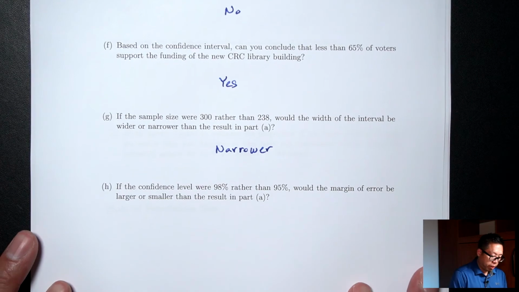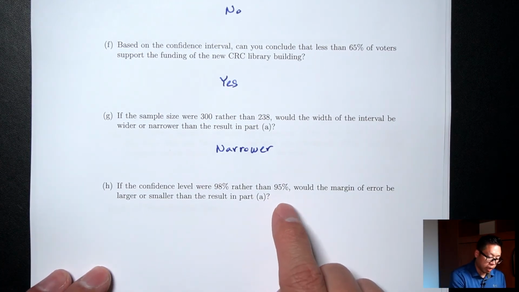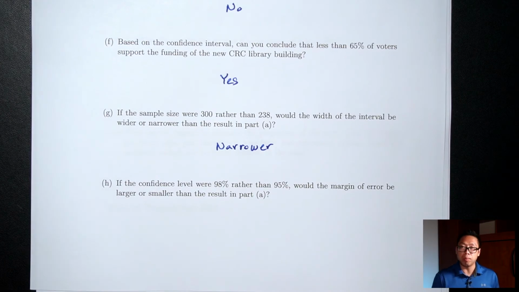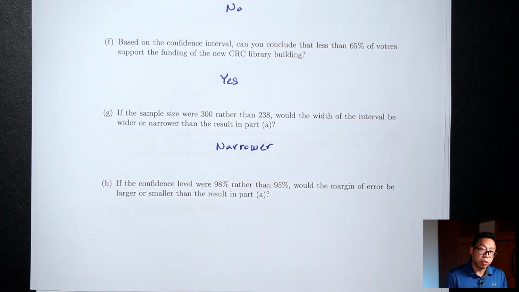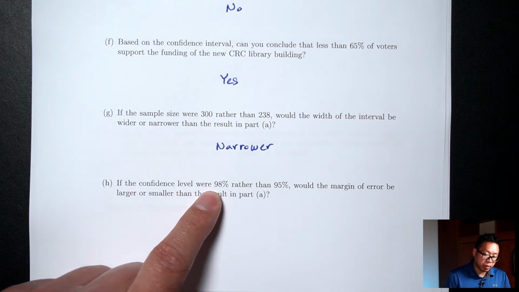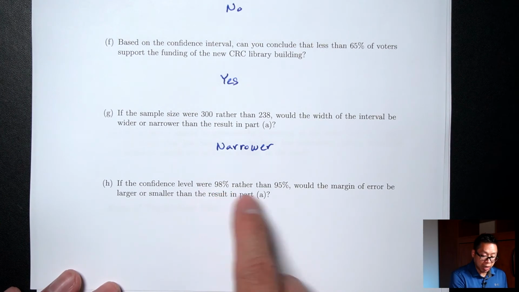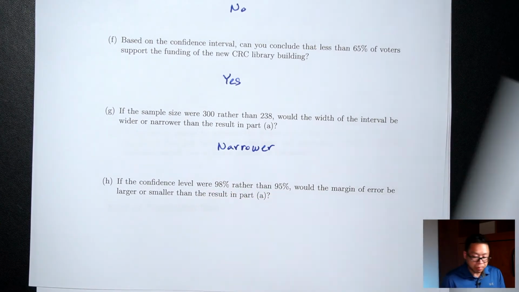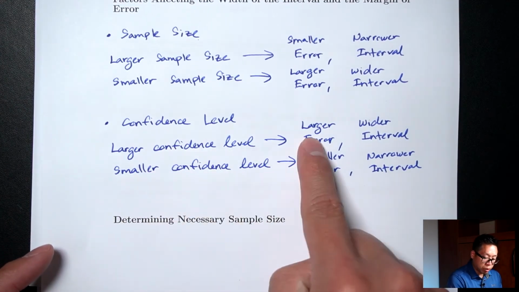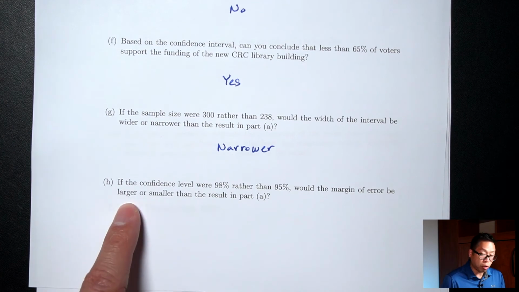Part H. If the confidence level were 98% rather than 95%, would the margin of error be larger or smaller than the result in part A? So originally, we were using 95%. If the new confidence level were 98%, what happens? If the new one is 98%, then we are using a larger confidence level. So a larger confidence level results in a larger error and a wider interval. So a larger error.